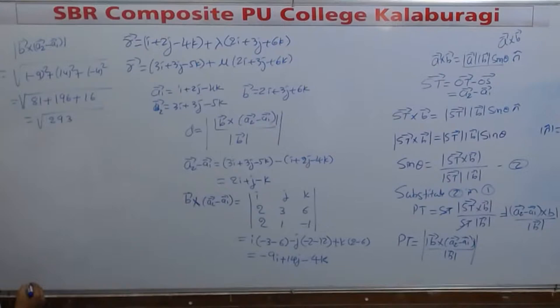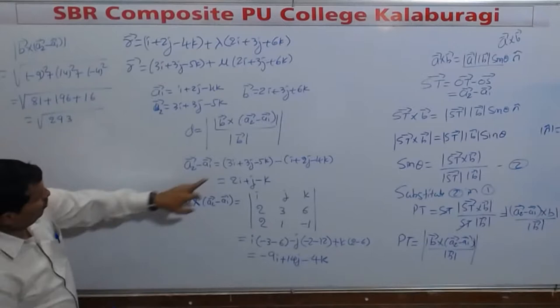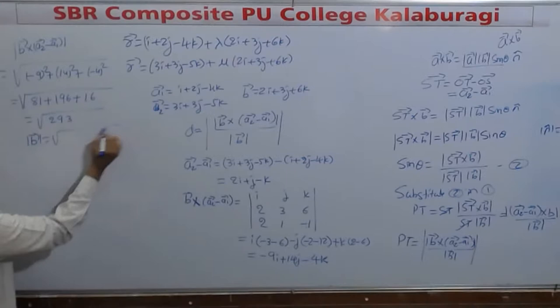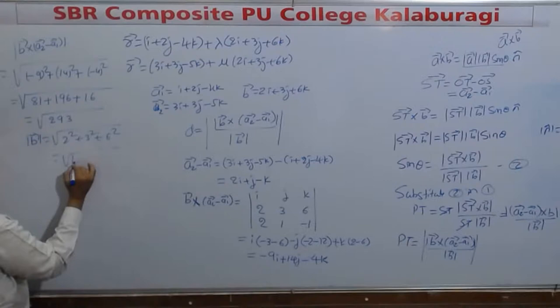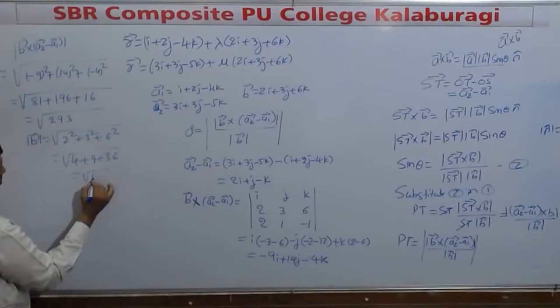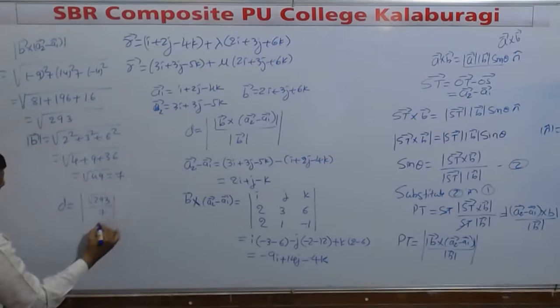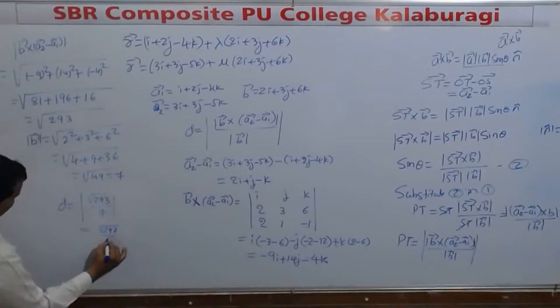That is root of 293. Now similarly, you should find the magnitude of B. So already you know B. How to find the magnitude of B? Again the same. Mod of B equal to root of 2 squared plus 3 squared plus 6 squared, equal to root of 4 plus 9 plus 36, equal to what? 7. Now substitute here. D is equal to root of 293 by 7 units. This is the answer.